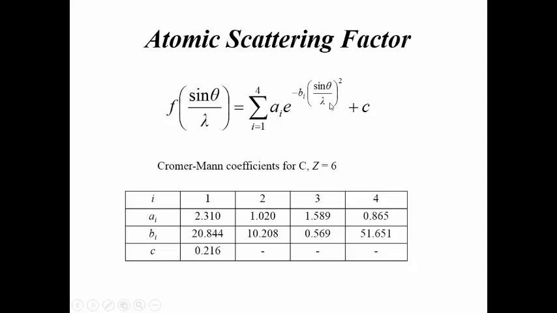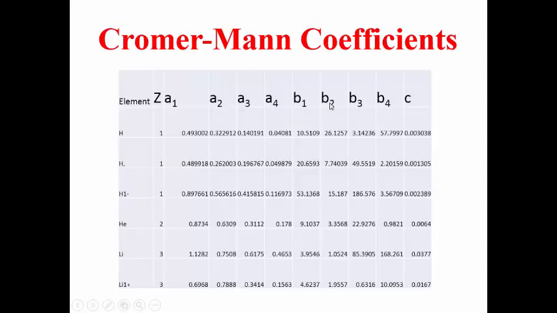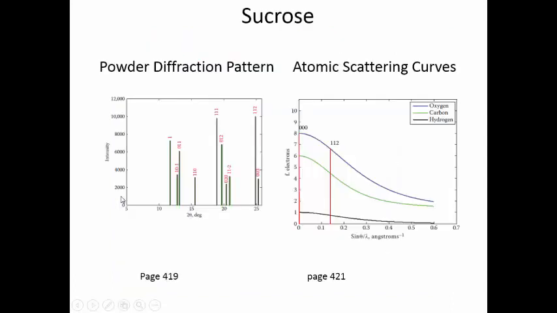Here's the sine theta over lambda. And here's an example of Cromer-Mann coefficients for hydrogen, for helium, for lithium, and also hydrogen -1, etc.